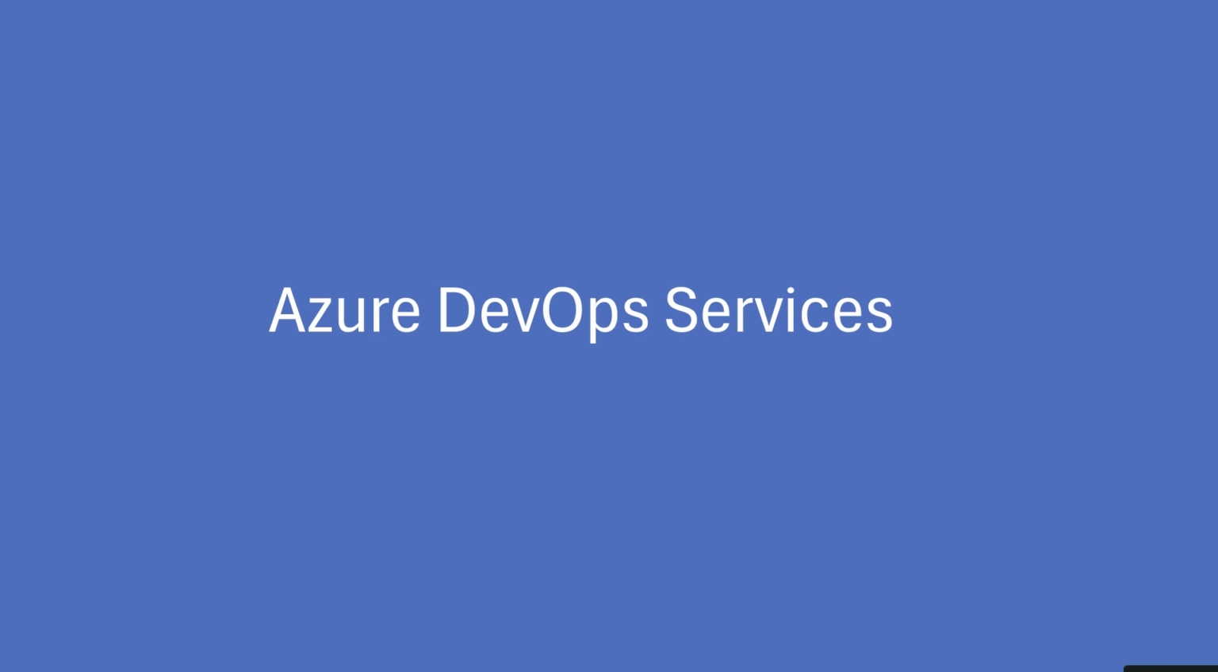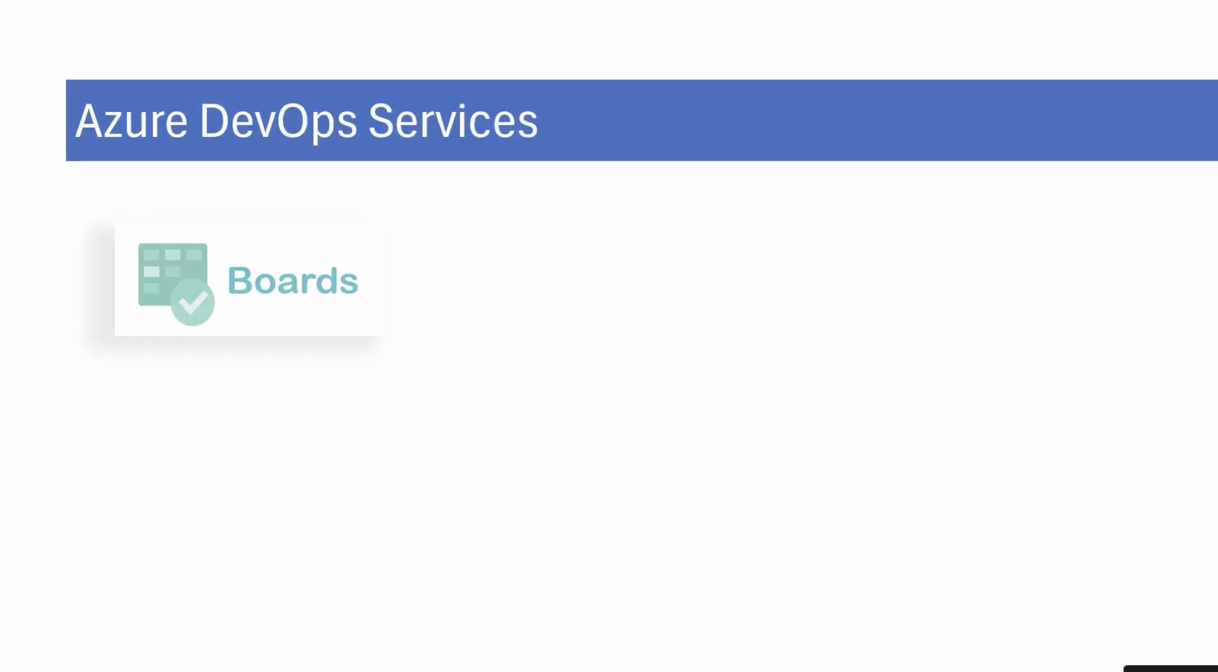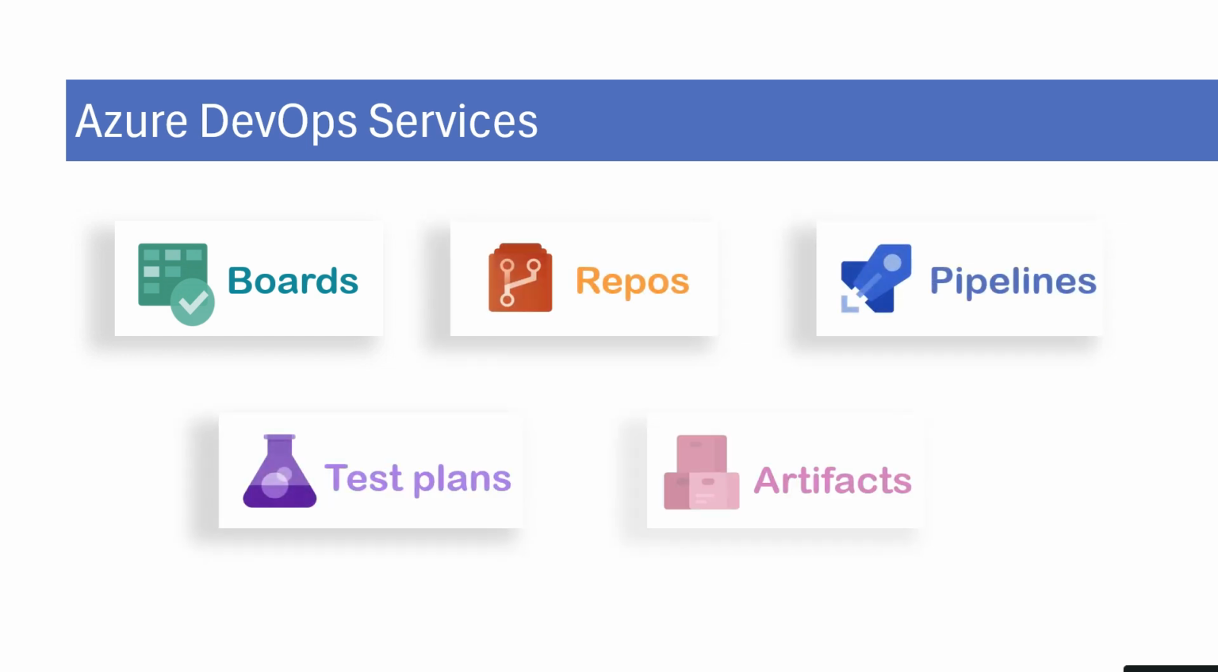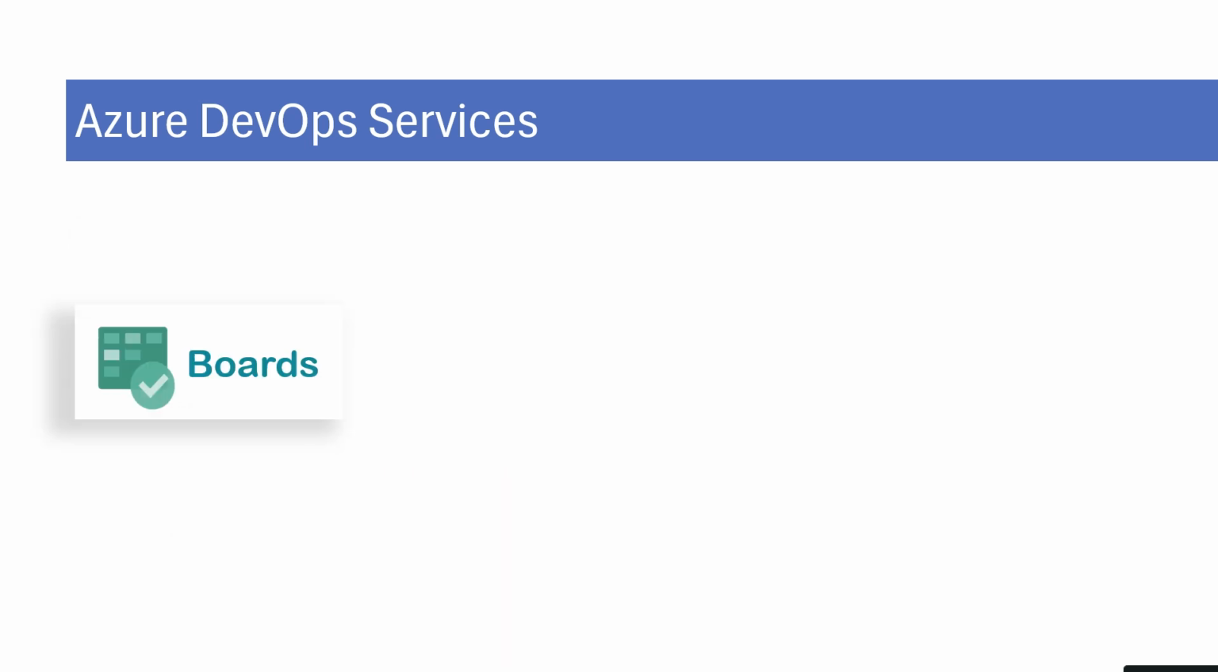Now let's dive into core services of Azure DevOps that make it so powerful. First, we have Azure Boards, then we have Azure Repos, then we have Azure Pipelines, then we have Azure Test Plans, and then we have Azure Artifacts. Now, let's understand about each of these services.